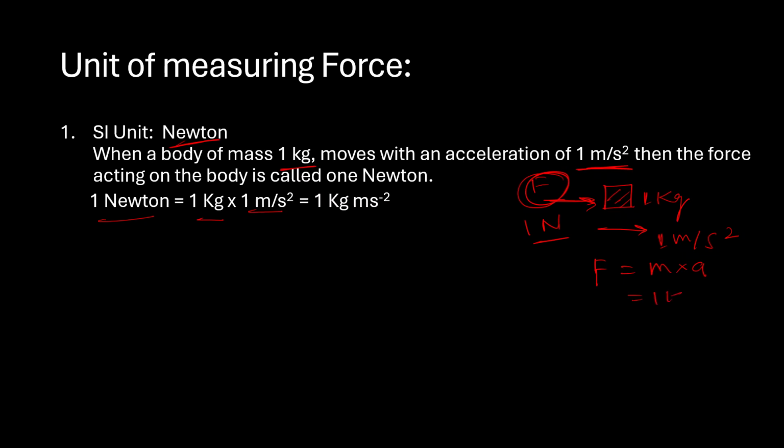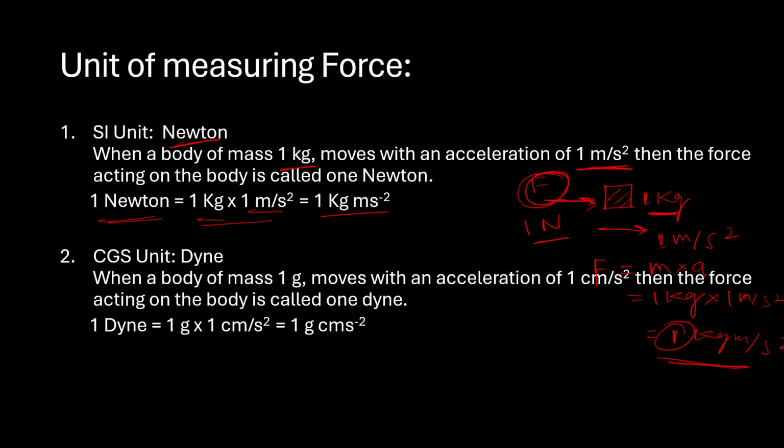Mass is here 1 kg and the acceleration is 1 meter per second square, which gives 1 kg meter per second square. So we see that this is the force needed to give 1 meter per second square acceleration to a body of mass 1 kg, and the quantity of this force is called 1 Newton. That's what we have presented here. 1 Newton is equal to 1 kg into 1 meter per second square, which is 1 kg meter per second square. So clear? 1 Newton is 1 kg meter per second square.